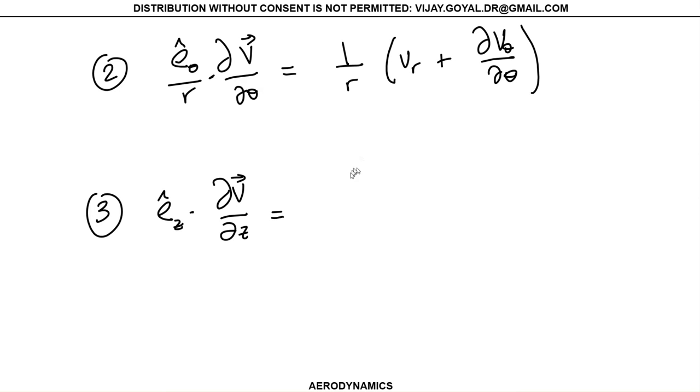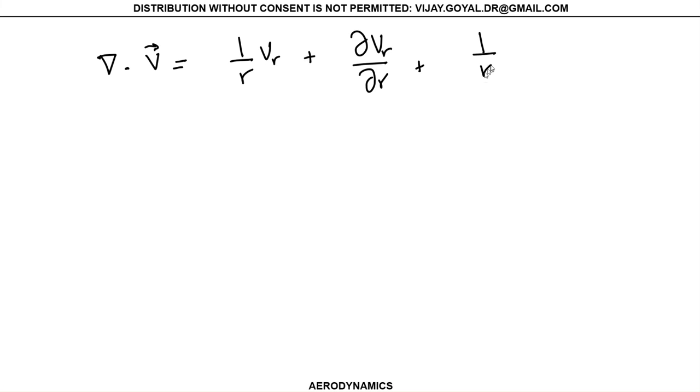And you can show that the only thing that's going to remain there is VZ with respect to Z. Okay, you can show that. So at the end of the day, what you're really left with is this dot product is nothing else than the following: 1 over R times VR plus, collecting all the terms, you just end up with the following term here.